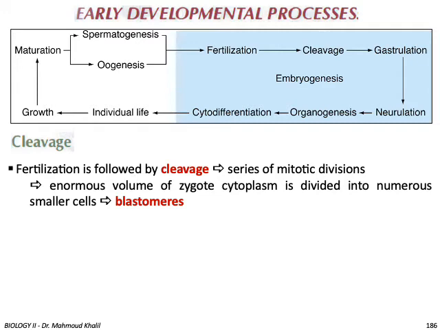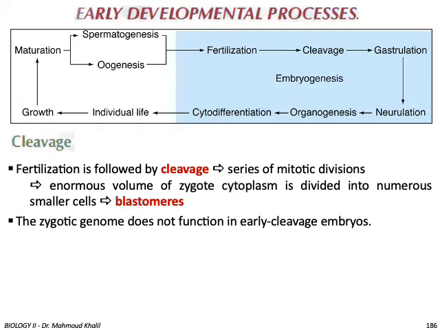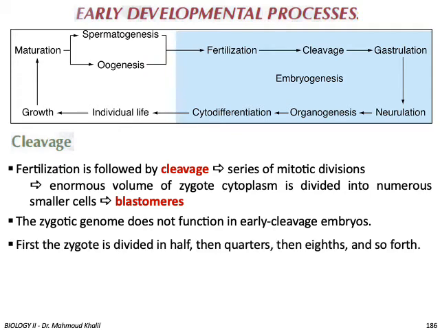So again, we reached cleavage. Fertilization is followed by cleavage, which is a series of mitotic divisions. The zygote is full of a lot of cytoplasm. During cleavage, this enormous volume of cytoplasm is divided into smaller cells called blastomeres. The zygote genome doesn't function in early cleavage embryos. First, the zygote is divided into half, then quarters, then eighths, and so forth.